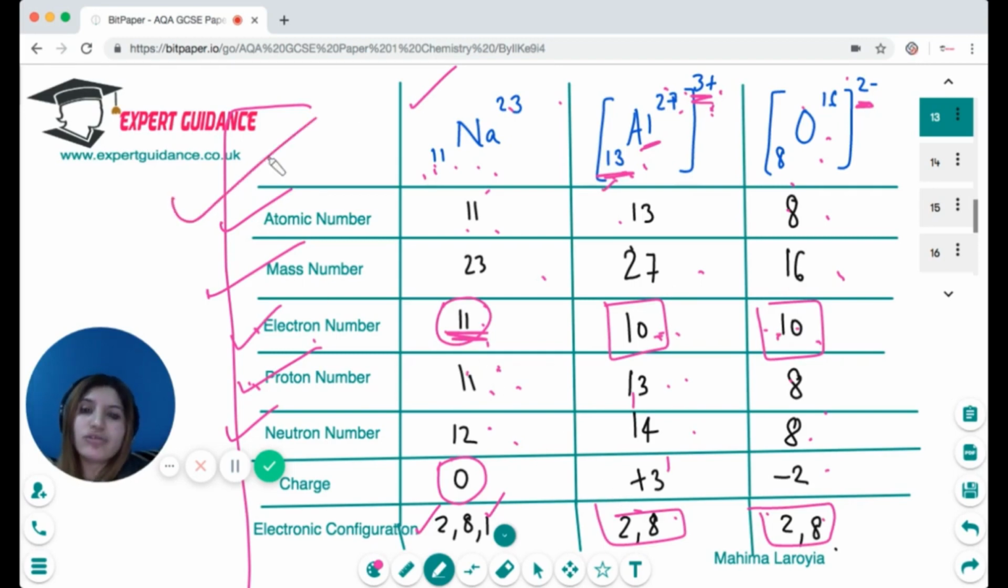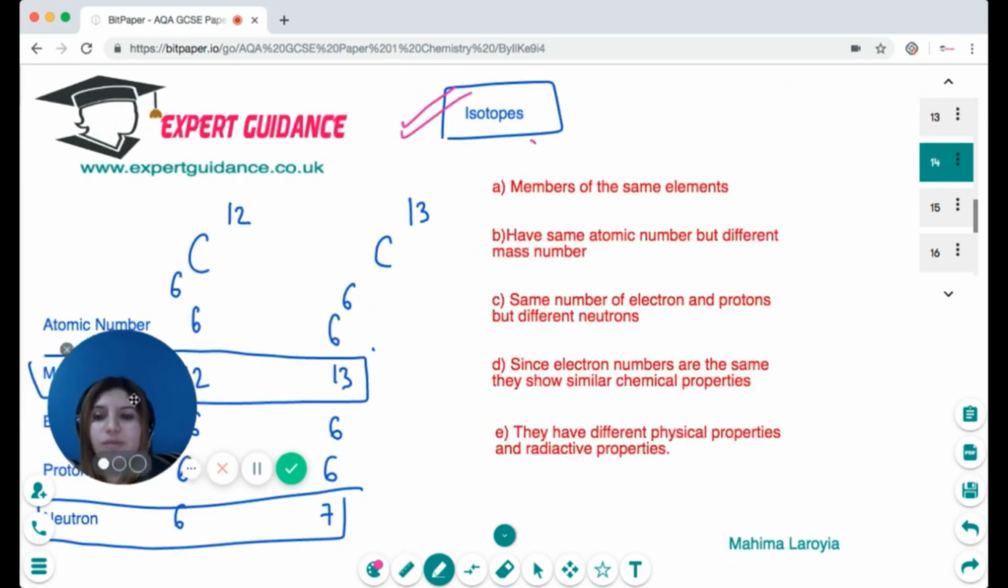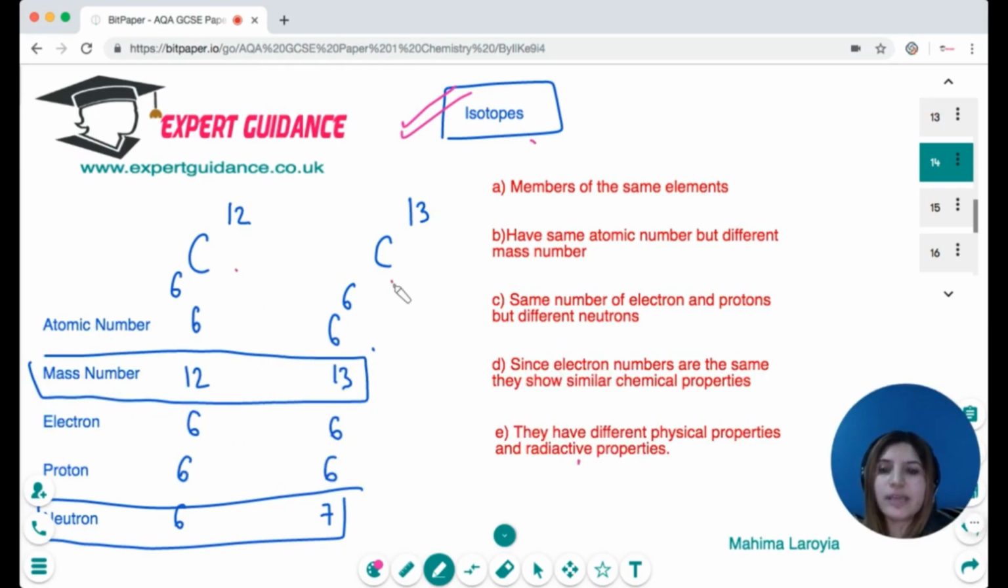So make sure this table is clear to you. Okay, now next is the last concept. What are isotopes? Now if you see in this, I have made 2 tables. They both have carbon with the same bottom number but different top number.